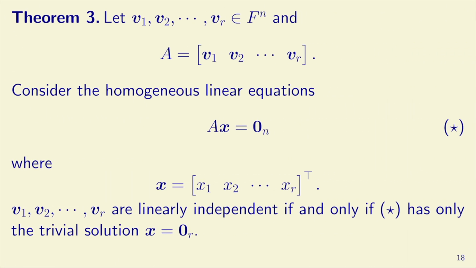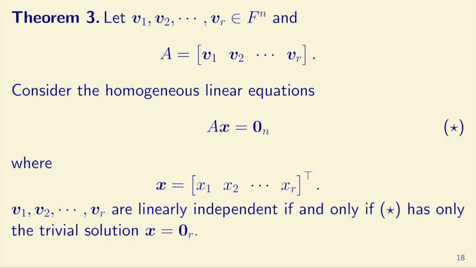Theorem 3 in your notes is crucial here. It states that a set of vectors v1, v2, and so on up to vr are linearly independent if and only if the homogeneous linear equation Ax equals 0, where A is a matrix formed by these vectors as columns, has only the trivial solution. Let's quickly go through the proof.